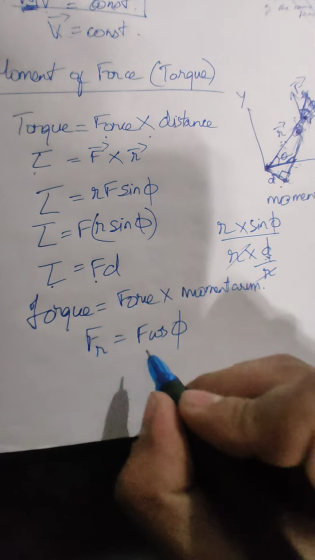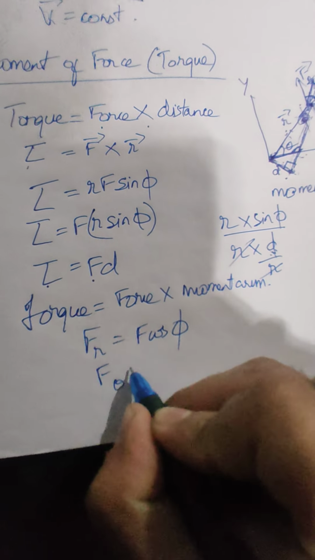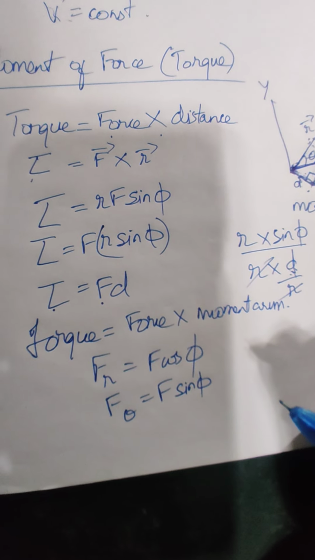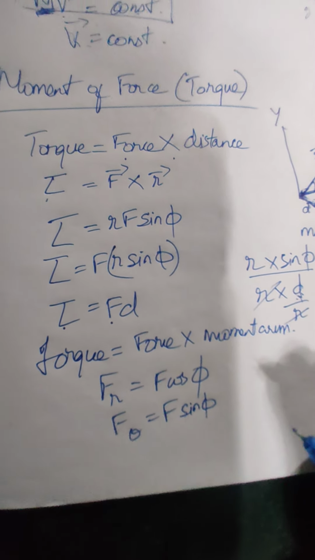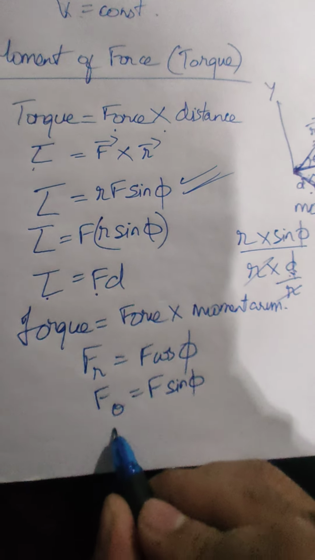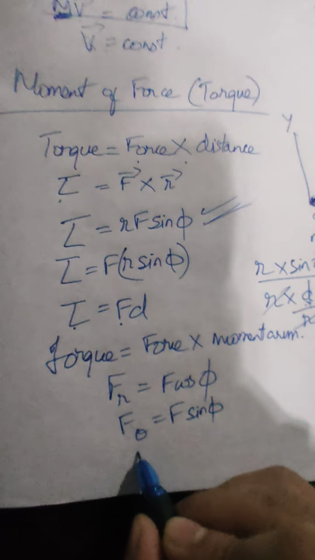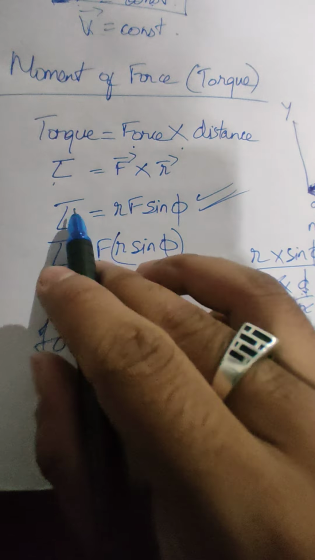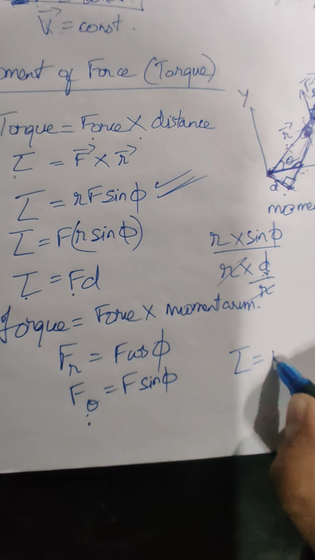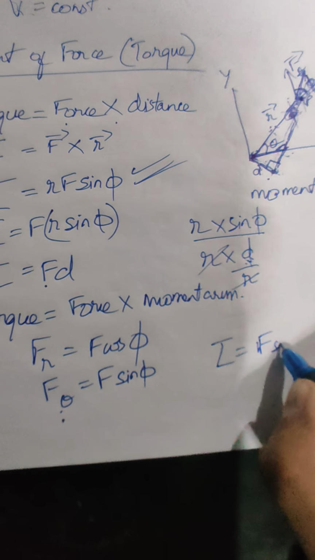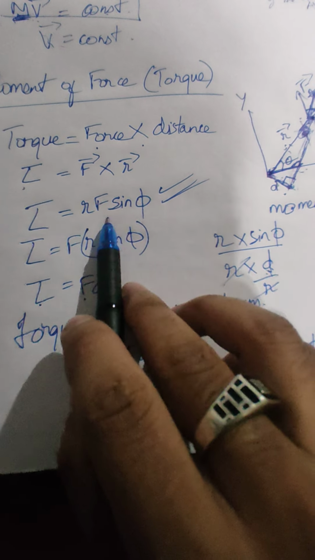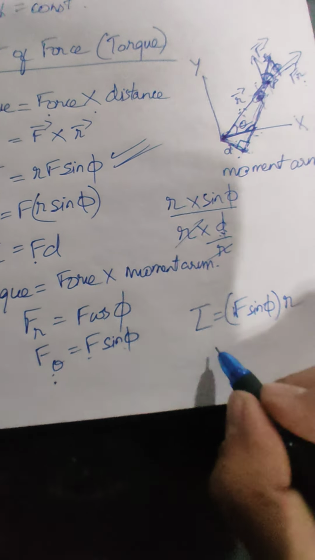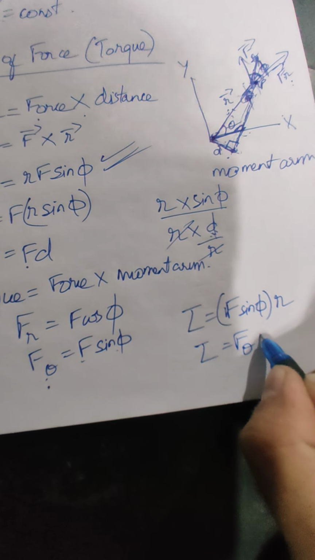Okay, so F theta will be equal to F sine phi. Now from this equation, what do we have for torque? Torque is equal to r F sine phi, right? So from this equation, let me put F sine phi together in this case, and r separately. So what is F sine phi? F sine phi is F theta, right? So it will be F theta r.